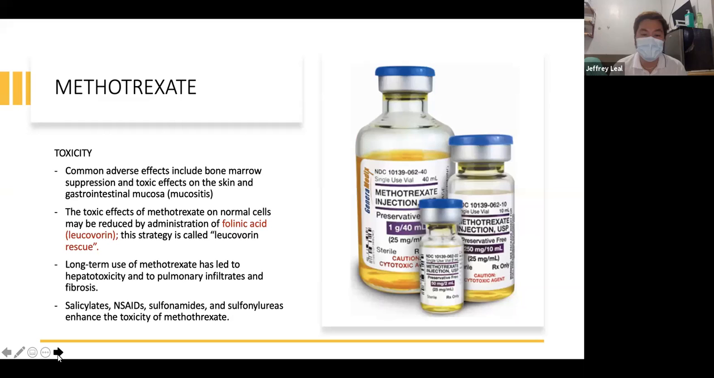Common adverse effects would include your bone marrow suppression, toxic effects on your skin and the gastrointestinal mucosa. And the toxic effects may be reduced by the administration of your folinic acid or leucovorin. And this strategy is called the leucovorin rescue. The long-term use of methotrexate will lead to hepatotoxicity, pulmonary infiltrates, and fibrosis of your lungs. And drugs that may enhance the toxicity of your methotrexate would include your salicylates, non-steroidal anti-inflammatory drugs, sulfonamides and sulfonylureas.